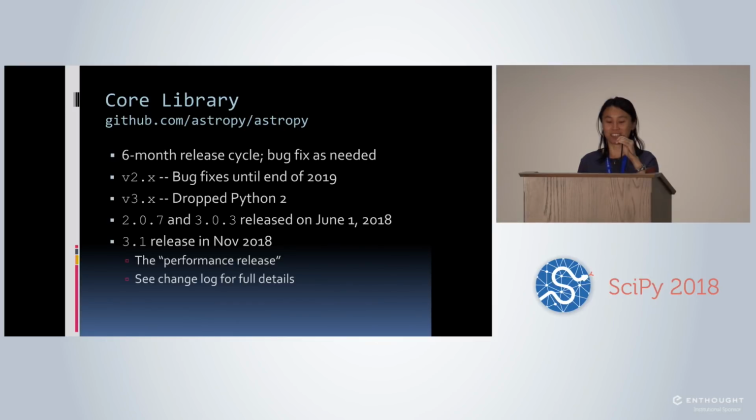Version 3, we drop Python 2 support, and these 2 versions on the screen were just released June 1st. Update your Astropy. And 3.1 will be the performance release.